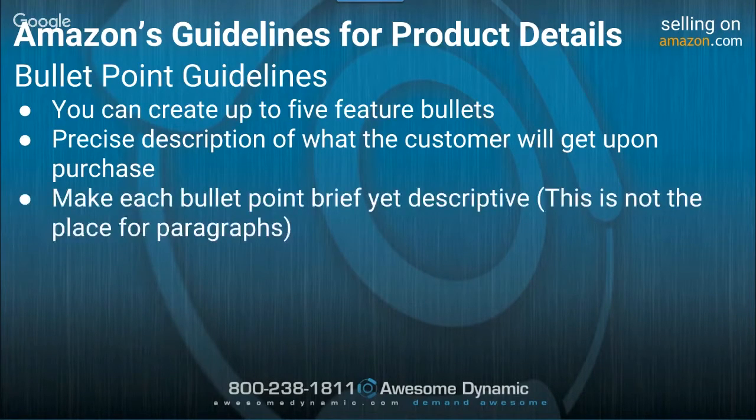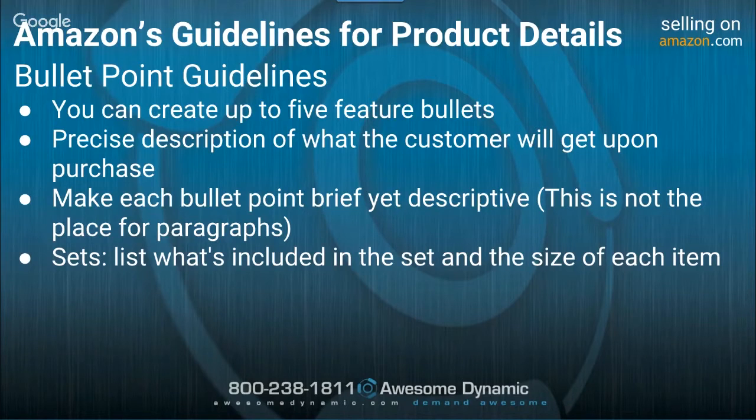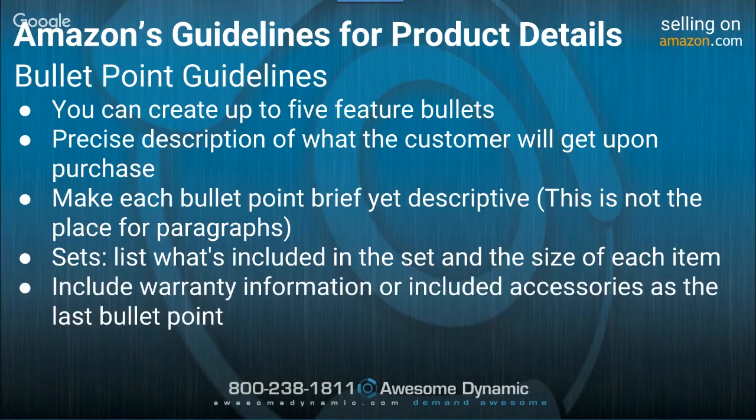Amazon recommends that you make each bullet point brief yet descriptive. This is not the place for paragraphs and sentences. Amazon even goes as far as to say, use sentence fragments in your bullet points. If this is a set of items or a bundle of items, make sure that you list what's included in the set and the size of each item in your bullet points. And if you ever need to include any warranty information or accessories that are included with it, save those usually for the last bullet point, unless it's a very important selling feature, which again, that's more of a recommendation that we'll dive into a bit more.